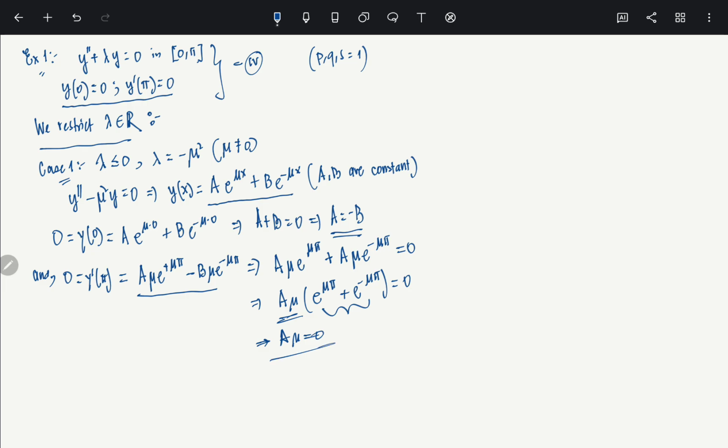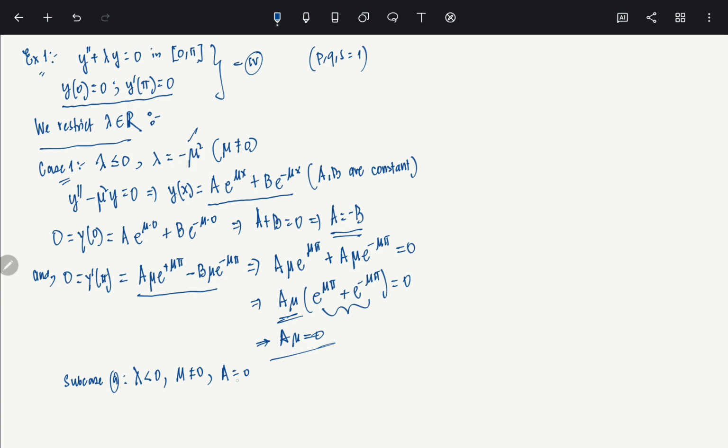Now can mu be 0? Of course mu can be 0. You see here, if lambda is 0, mu can be 0. So for now, this is a subcase: if lambda is strictly negative, then mu is definitely not 0. If mu is definitely not 0, A has to be 0.